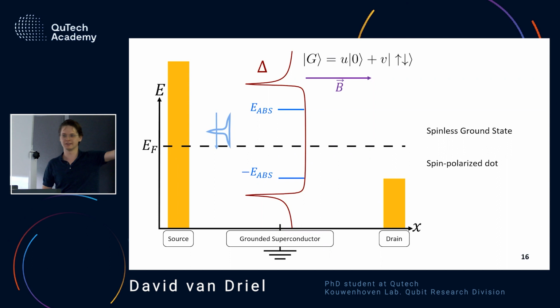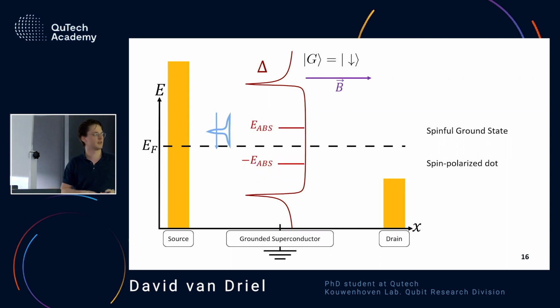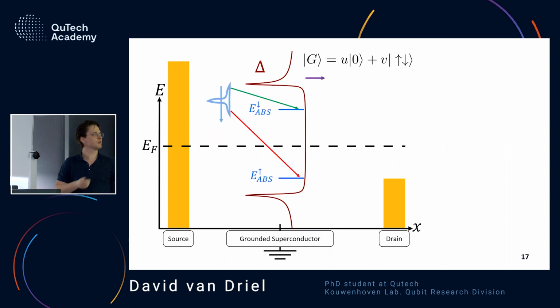But that's not the only thing that changes, right? You apply a field, so also the ABS should feel it. And that's what happens. The ABS excitation crosses 0, and now you have a spinful ground state. So that's what happens. And now we can look at what happens to transport. Finite field, enough magnetic field to spin split your quantum dot. You will have one possibility. You can tunnel into this down excited state.